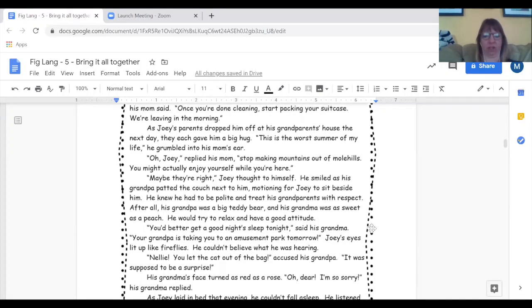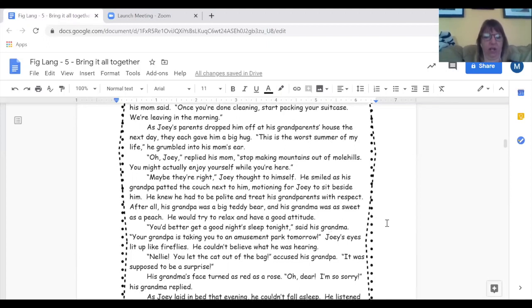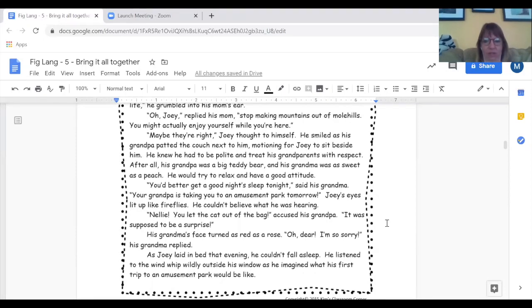Maybe they're right, Joey thought to himself. He smiled as his grandpa patted the couch next to him, motioning for Joey to sit beside him. He knew he had to be polite and treat his grandparents with respect. After all, his grandpa was a big teddy bear, and his grandma was as sweet as a peach. He would try to relax and have a good attitude. You better get a good night's sleep tonight, said his grandpa. Your grandpa is taking you to an amusement park tomorrow. Joey's eyes lit up like fireflies.